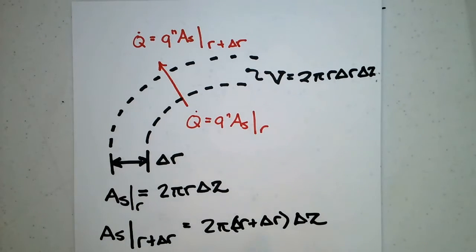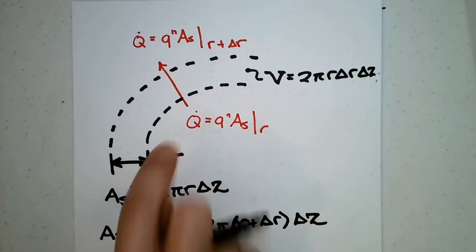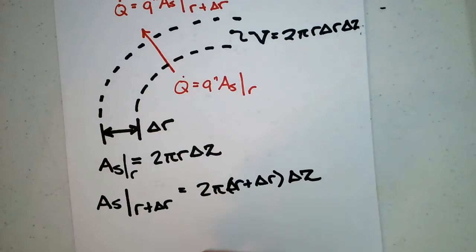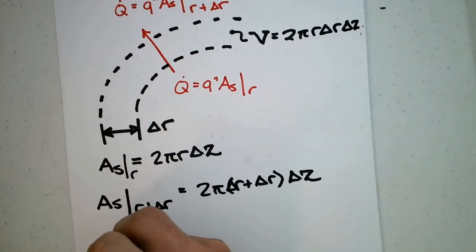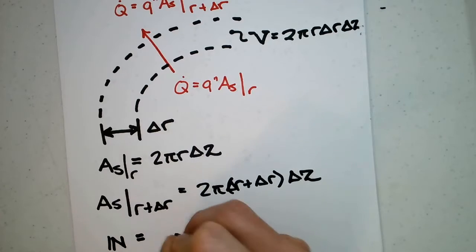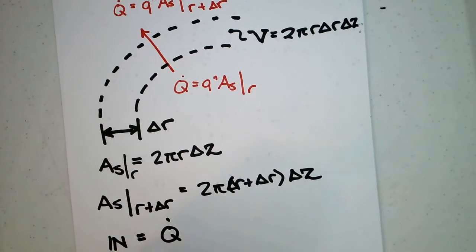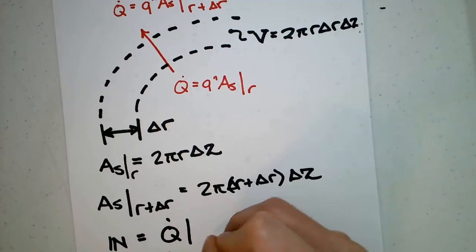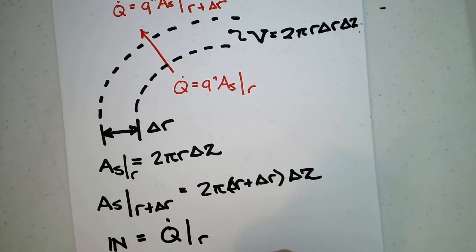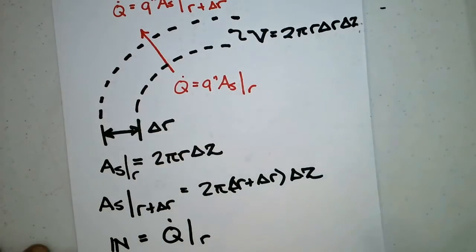So let's just write a balance with Q. Into this control volume, we have Q. Out of this control volume, we have Q. In is evaluated at R, out is evaluated at R plus delta R.